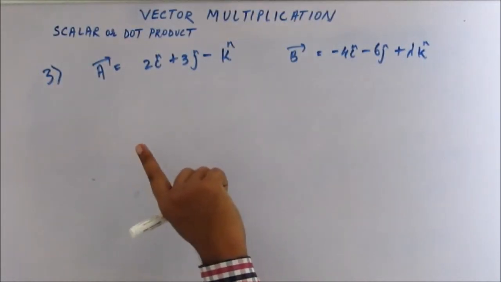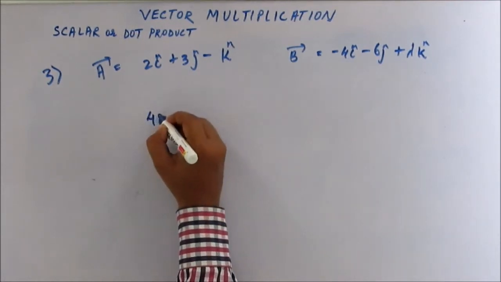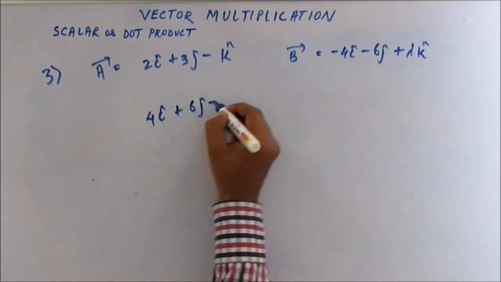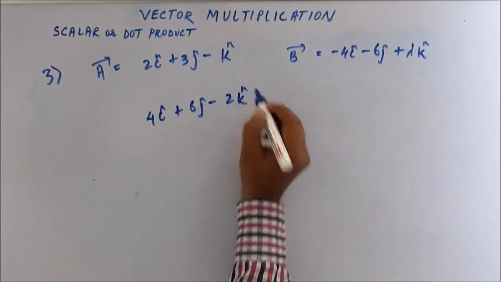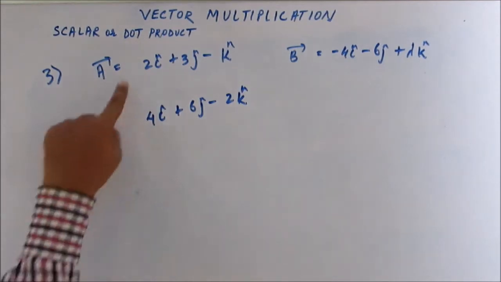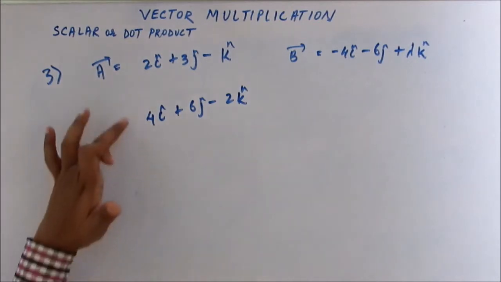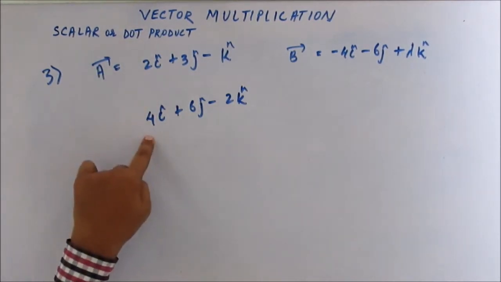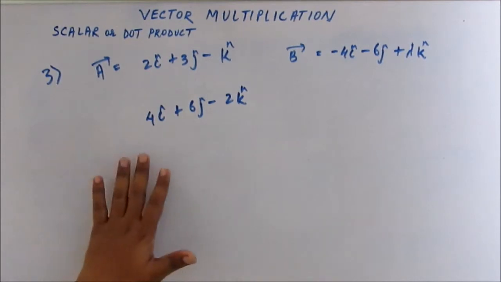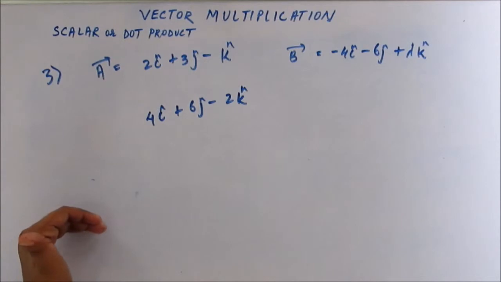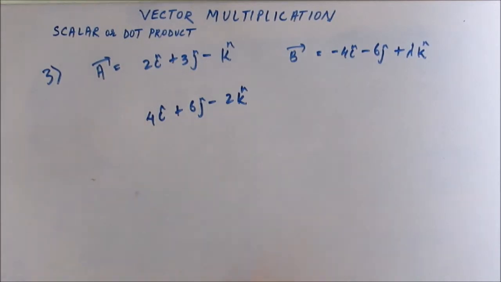Suppose you multiply it by 2. Then you get this as 4i cap plus 6j cap minus 2k cap. Now this vector will have to be parallel to this vector, as we had discussion before. If you find the direction cosine of this and the direction cosine of this, they are going to be the same. So that proves that these two vectors are parallel. Whether you multiply it by a number or divide it by a number, the direction of the vector does not change. So you can multiply with any number and the vector will be parallel.